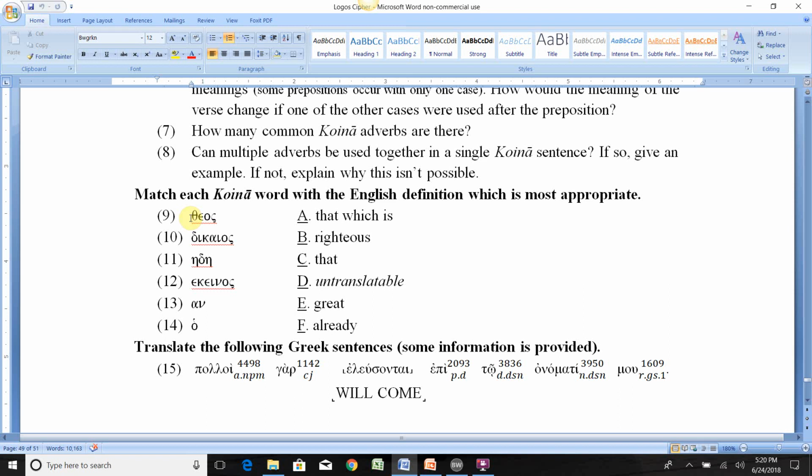All right, and then a day. What do we get for that one? Already. F. Yep, F already. That is correct. So a day is already perfect. Number 12, ekenos. That is correct. It is one of the demonstratives, and it is the far demonstrative. So instead of this, it's that. Ekenos. And this one we actually have seen before. I didn't really intend to put it on the last one, but it wound up there. On. Untranslatable. Yep, that is exactly right. It is untranslatable.